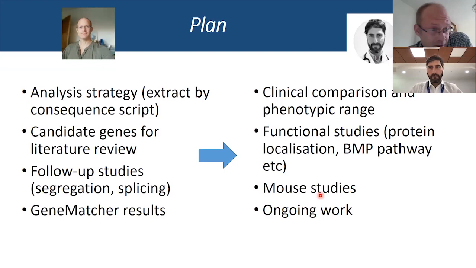As Tim said, we're going to do this as a double act. So I'm going to start off talking about how we prioritize this gene using data from the 100K project, and then a few slides about some follow-up studies that we've done on the family that we identified. And then lastly, I'll talk about some of the other families that we identified through GeneMatcher.